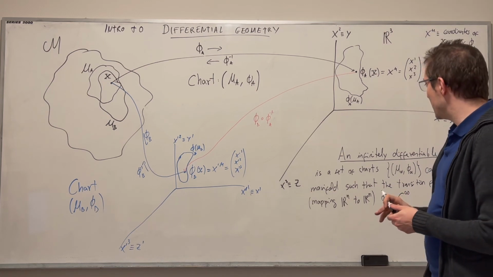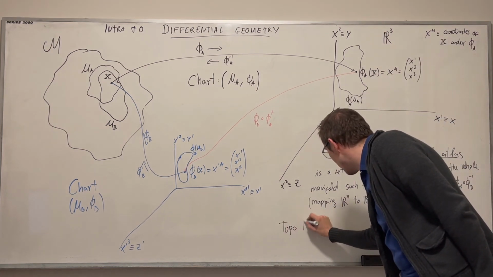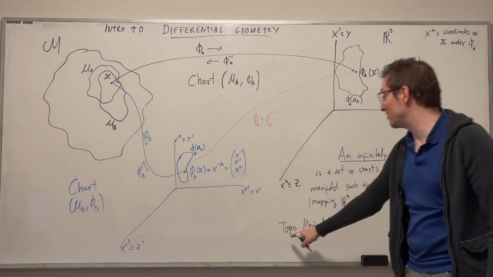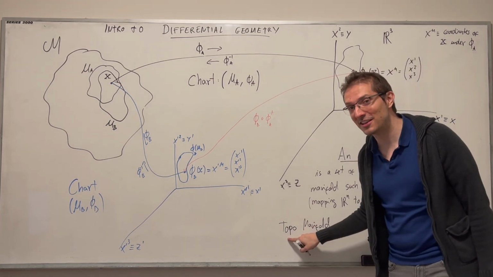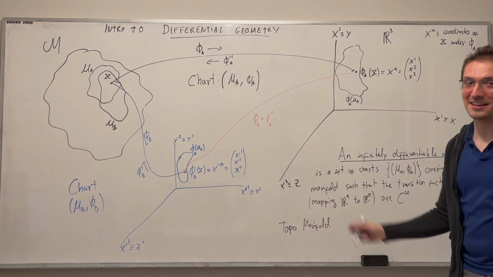All right, now if we have a topological manifold, let me call it topo manifold. Fun fact, you know what topo means in Spanish? It's mole, the animal. Anyway, whatever. That's why I find it slightly funny.